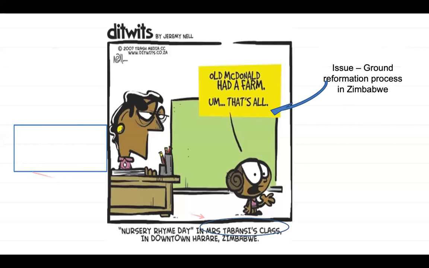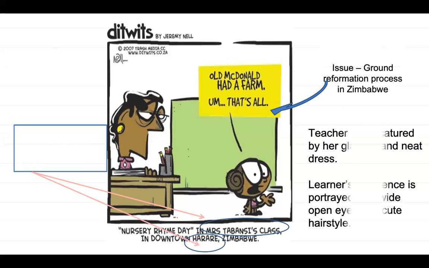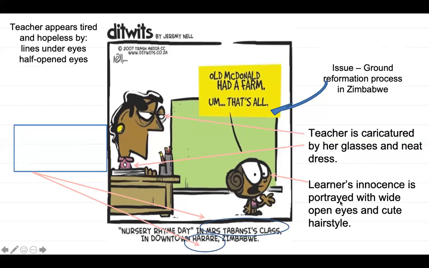Mrs. Tabansi's class, okay, in downtown Harare, Zimbabwe. Can you see the teacher is caricatured by her glasses and neat dress? Look at that caricature there. Can you see that exaggerated head, that big head? Look at those eyes, that kind of attitude. The learner's innocence is portrayed with her wide eyes and cute hairstyle. These could have been pigtails. Again, the teacher appears tired and hopeless.